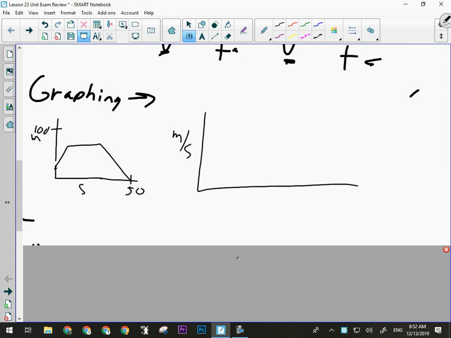If I have a velocity versus time graph and it looks like this, then it's exactly the same as your speed lab.